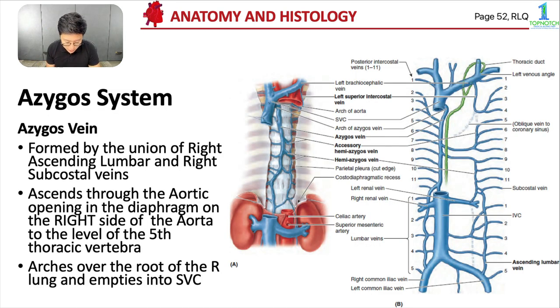So as we mentioned earlier, yung azygous vein, it's formed by the union of your right ascending lumbar, which is this one, and your right subcostal vein. It ascends through the aortic opening in the diaphragm, which is at T12, on the right side of the aorta to the level of the 5th thoracic vertebra. So nandito si 5th thoracic vertebra. And it arches over the root of the right lung and empties into the superior vena cava.